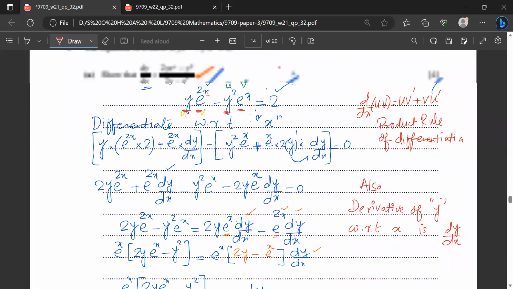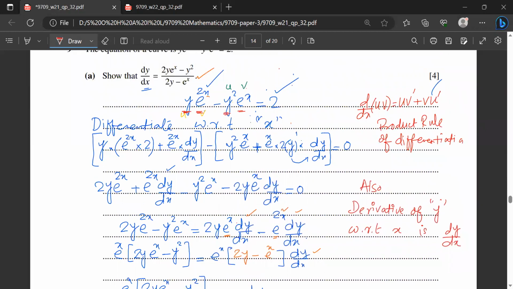So here, product rule, and again the product rule, and this is the product rule. And by applying the product rule, we differentiate y, and the derivative of y with respect to x is dy by dx. This is the important step.